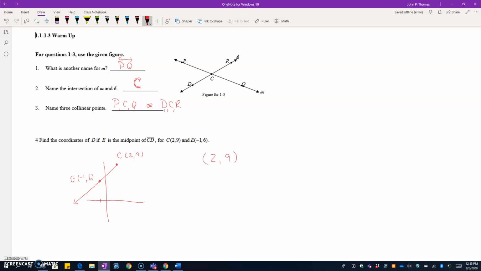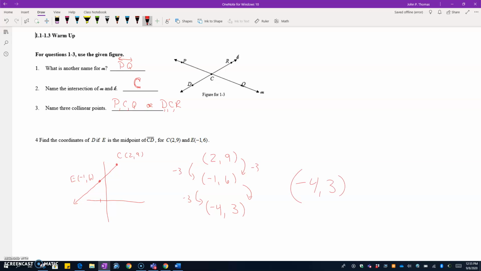So 2, 9. Then we go to negative 1, 6. So that on this side was down 3. So we're going to go down 3 more, which is negative 4. On this side, we were down 3. So we're going to go down 3 more, and we're going to be at 3. So negative 4, comma 3.